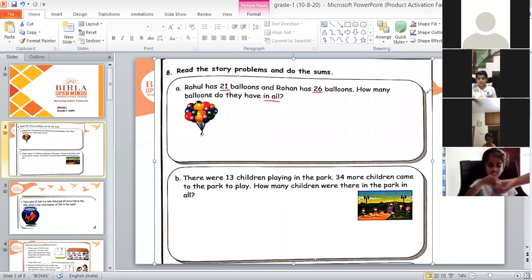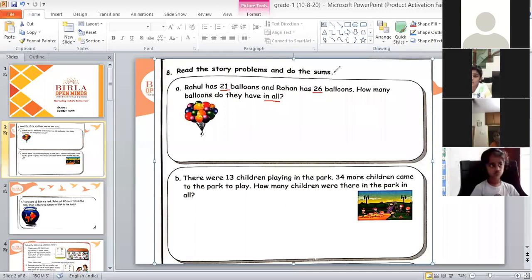Yes, so now listen, this is how many balloons do they have in all? I have told you this thing earlier also, children. Again, I'm repeating. Whenever this in all word is there, this means you have to do addition. So what we will do here, we will write the statements first and then we will do the addition here.